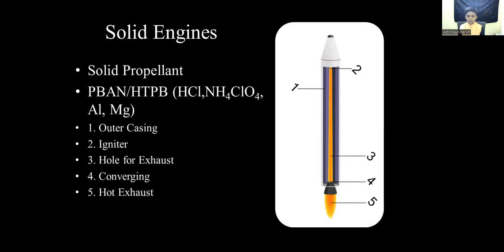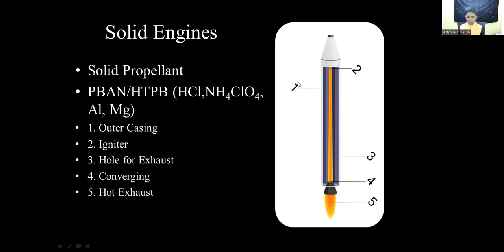Solid engines. Solid engines use solid propellants. For this, oxidizers such as hydrochloric acid and ammonium perchlorate are used, and fuels such as aluminum and magnesium. We mix these together in a binder such as PBAN or HTPB. PBAN stands for polybutadiene acrylonitrile. HTPB stands for hydroxyl terminated polybutadiene.